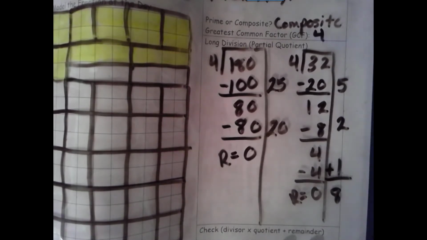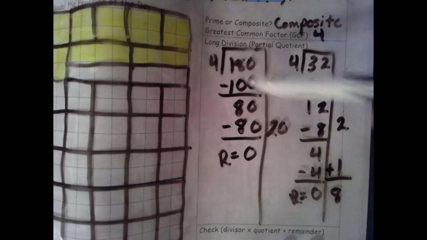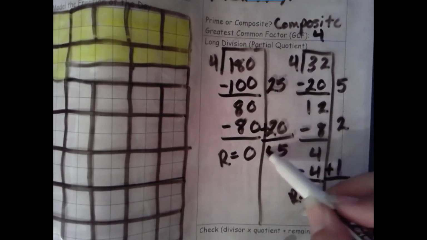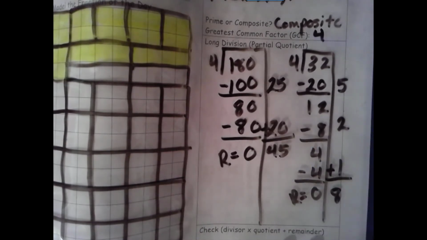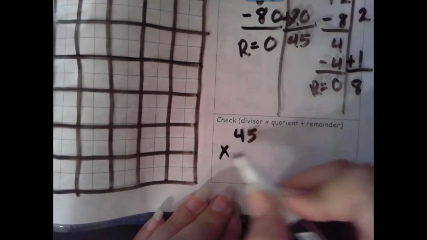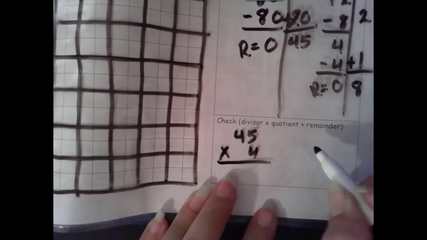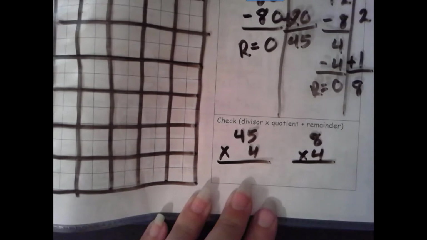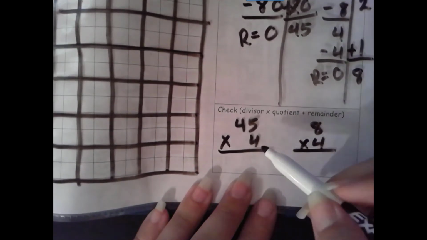We still need to check our answers with our inverse operation. Divisor times quotient plus your remainder. Divisor times quotient plus remainder. Since our remainder is 0 for both, and the identity property of addition says when you add 0, it stays the same, I don't need to actually add the 0.